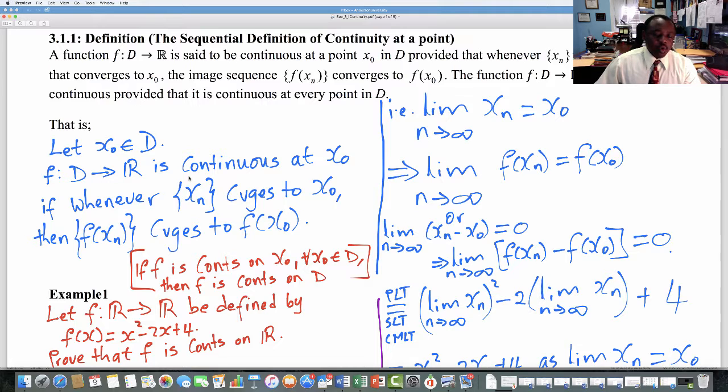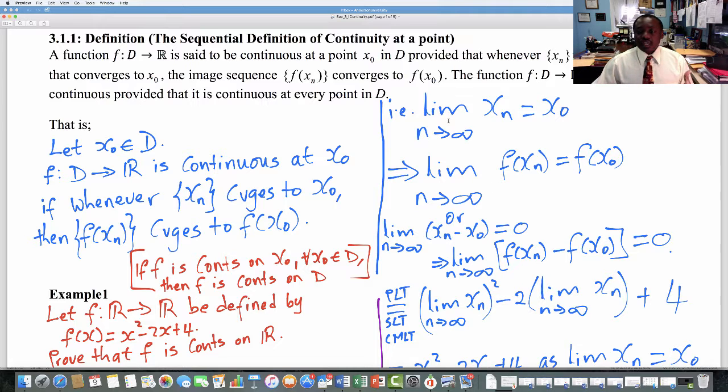That is, if x0 is a point in D, then f from D to R is continuous at the point x0 if whenever the sequence xn converges to x0, f of xn converges to f of x0. I.e., if the limit as n approaches infinity of xn equals x0, then we would expect the limit as n approaches infinity of f of xn to be f of x0.